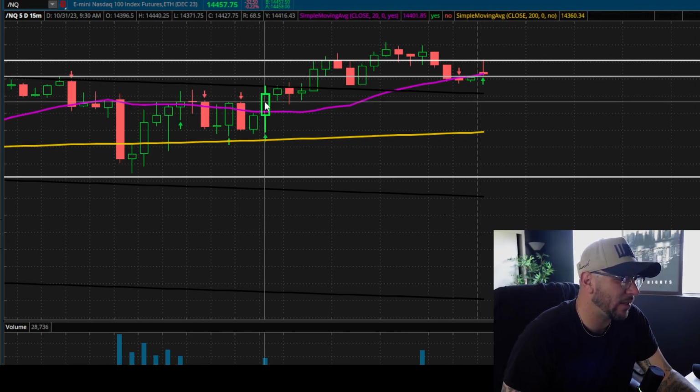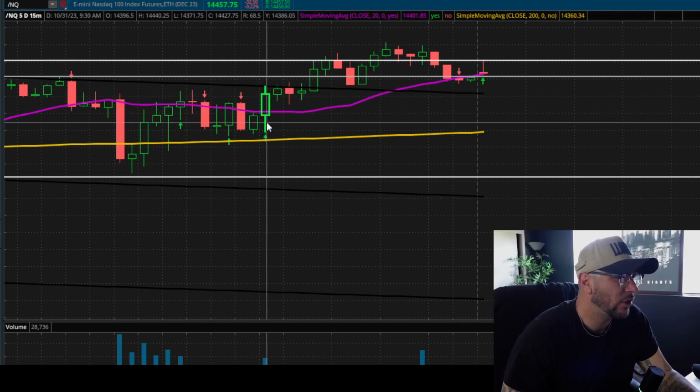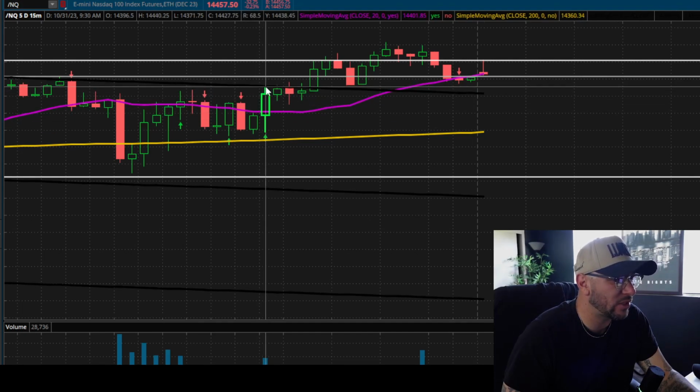I do like this setup here that happened at 9:30 a.m. Notice how we closed over the 20 here, and we stopped right at this linear regression.